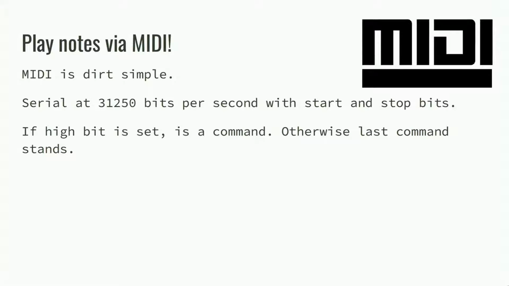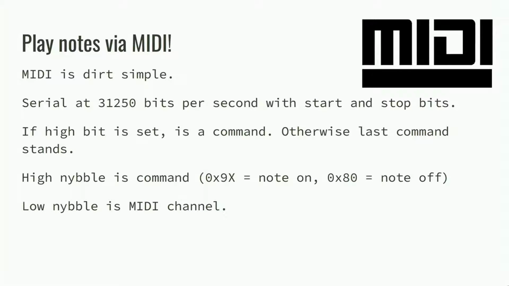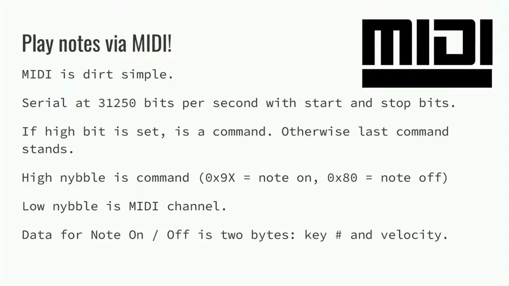If the high bit is set in MIDI, it's a command. Otherwise, the last command stands, so you can just keep on sending notes over and over. The high nibble is a command, and the low nibble is a channel, so you can actually do multi-channel with just one byte of operations. And then there are some commands, CC commands, which allow you to have more than 8 bits for your output.